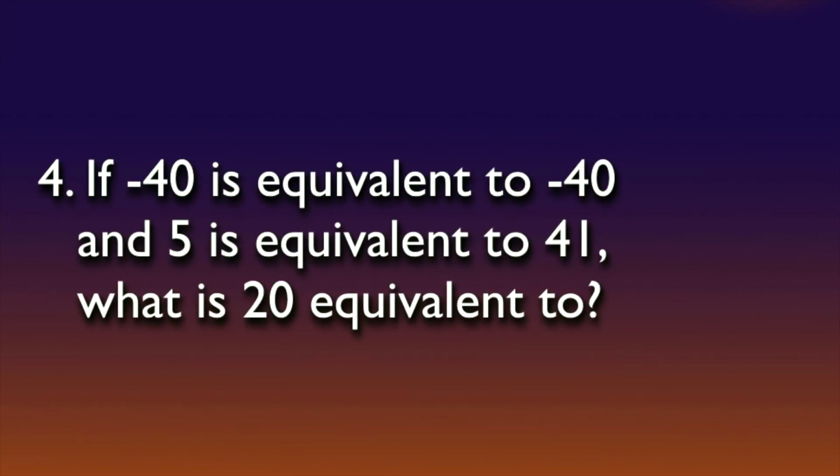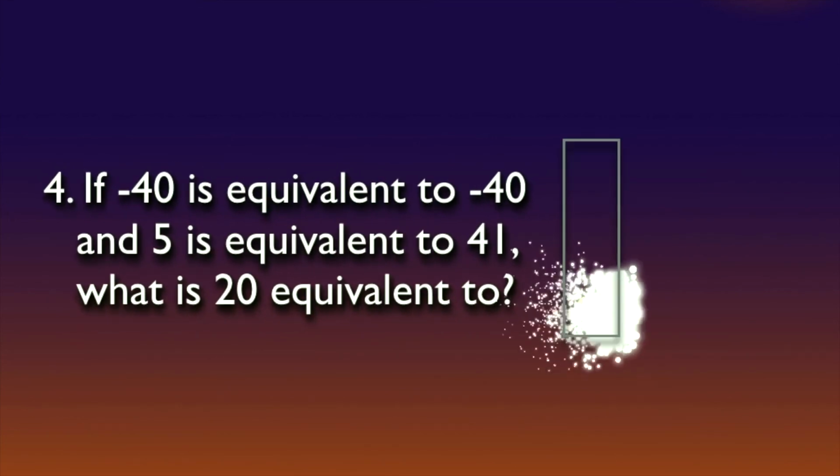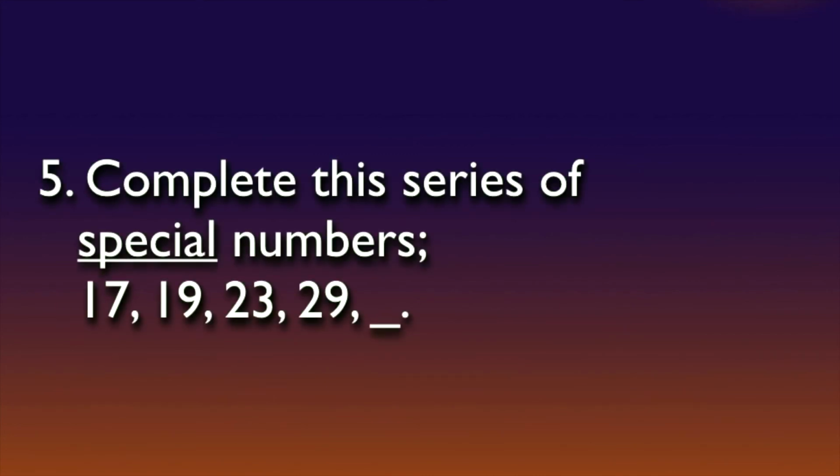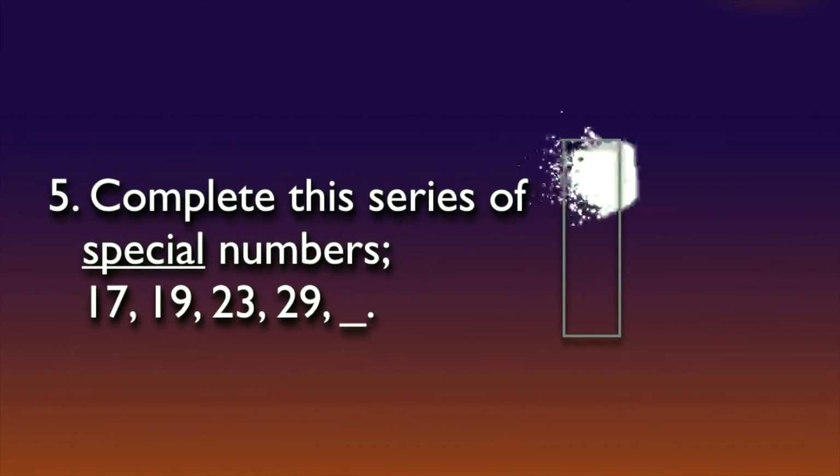Question 4, the answer, 68. It is centigrade to Fahrenheit, and the clue is that minus 40 is where both scales meet. And the series of special numbers, correct answer 31, they were special because they are all prime numbers, and the next prime number was 31.